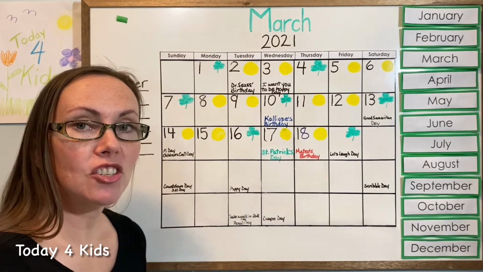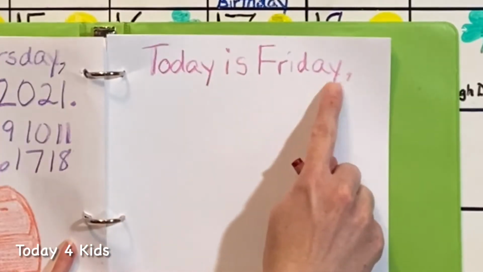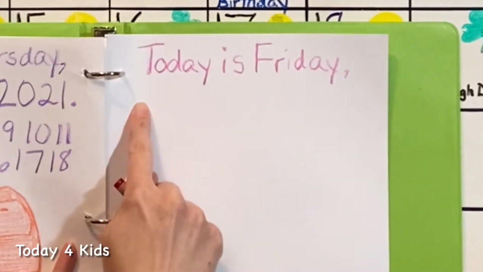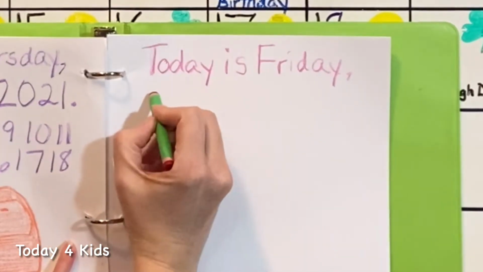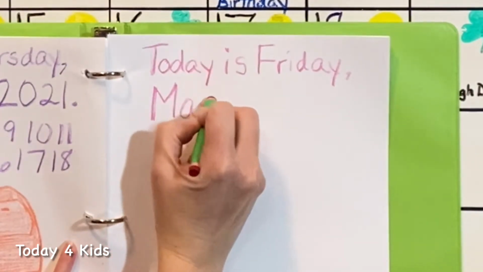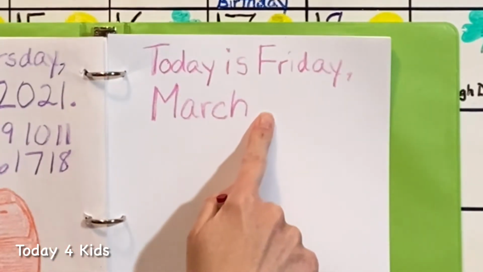Now let's put March into the sentence in our agenda. Today is Friday, comma, and we've run out of room. So I'm going to come down and go back to this side. March. Capital M because it's the name of our month, A-R-C-H. And next, we're going to put in the number.